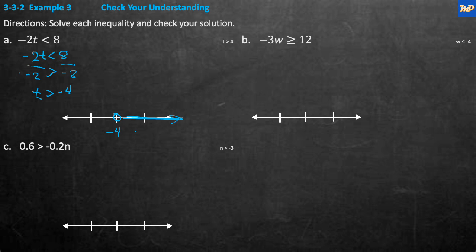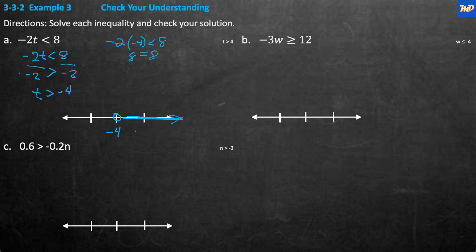Negative 4, right? So let's go in and put our negative 4 in to check it. It says check your solution. So I have negative 2 times negative 4, is this less than 8? Since the first thing you do is check for equals, even though it's not less than or equal to, you have to treat it like an equation to get the correct solution. You're finding the number on the number line that we're comparing against. So negative times a negative is a positive. 2 times 4 is 8. So in our case, it is equal to 8.